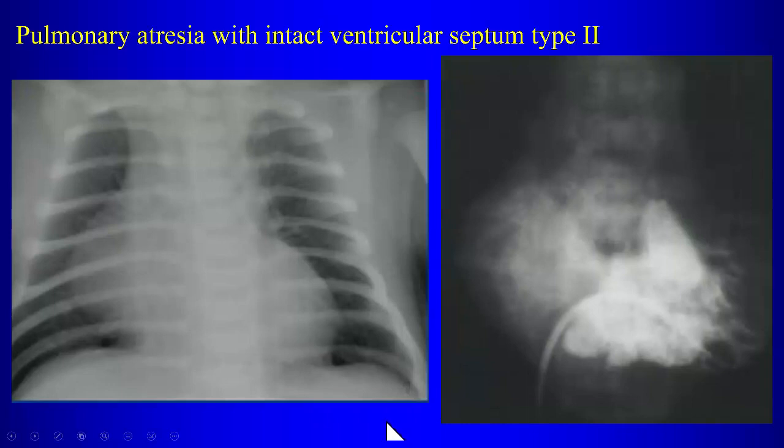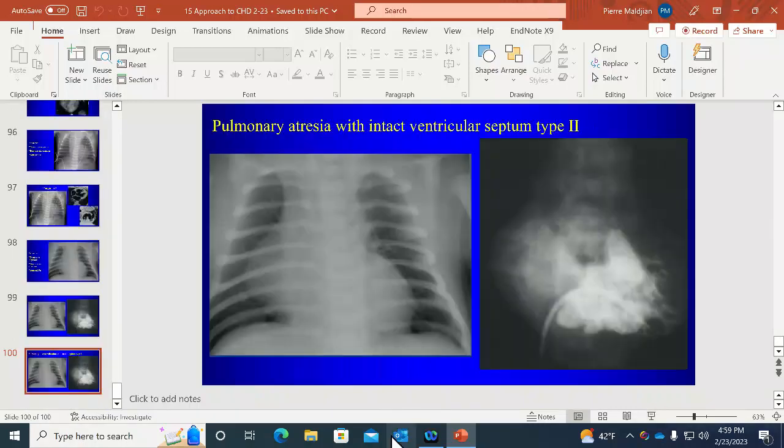Okay? See how easy this is? All right. So that's it for today. Next week, left to right shunts.